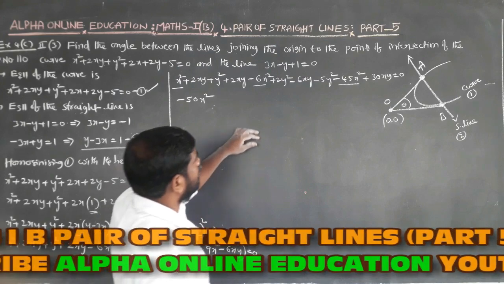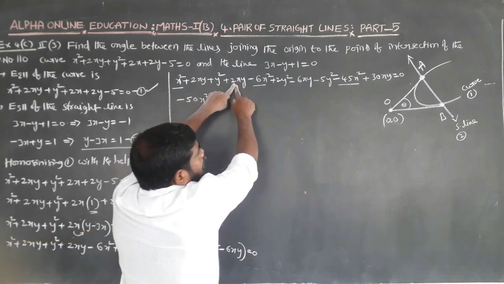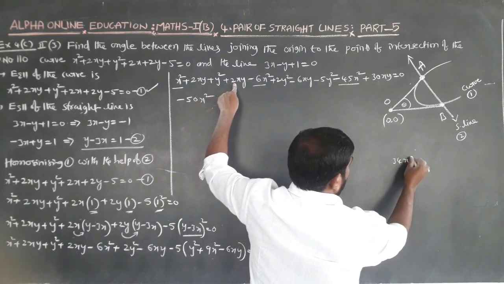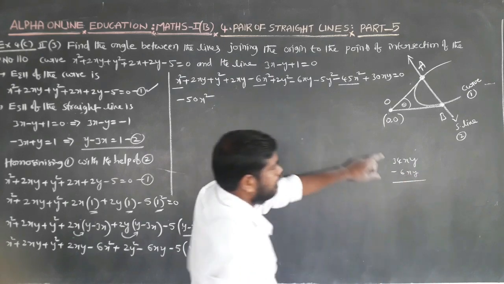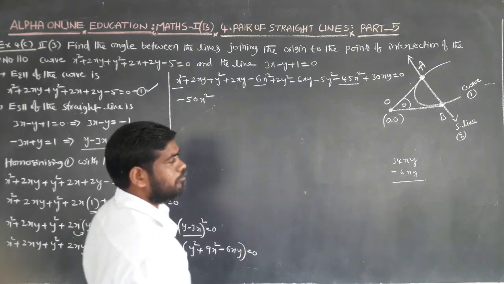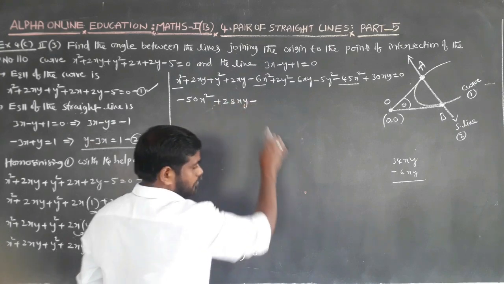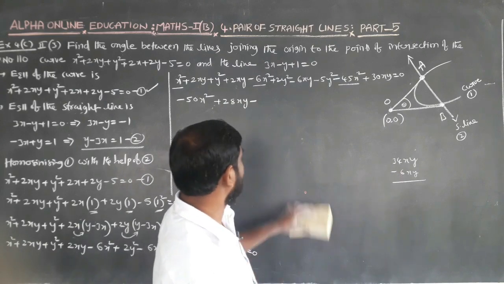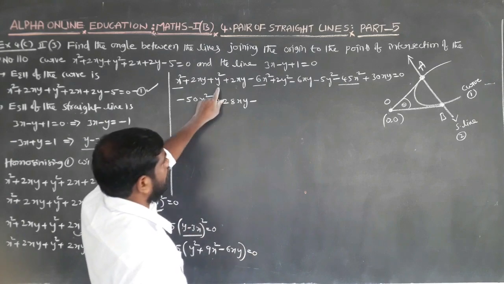Next, write down the xy term: 2xy, 4xy, 4 plus 30 is 34xy, minus 6xy. So 34xy minus 6xy means 28xy. Next, write down the y square term.